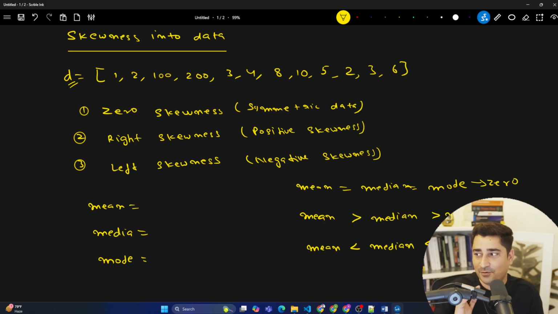Just right before your class, I have given the same data set, and there we have done the manual calculation for everything. So here we have mean equal to around 28.66 or 67, median equal to 4.5, and mode, obviously, we have 2 and 3, as 2 is repeating twice and 3 is repeating twice. So we have 2 and 3 as the mode.